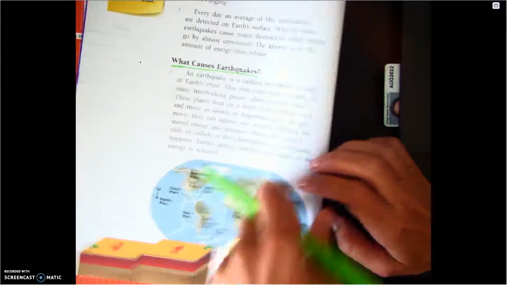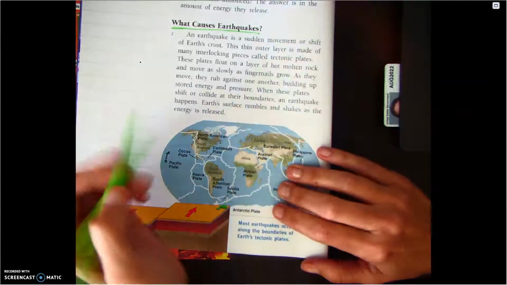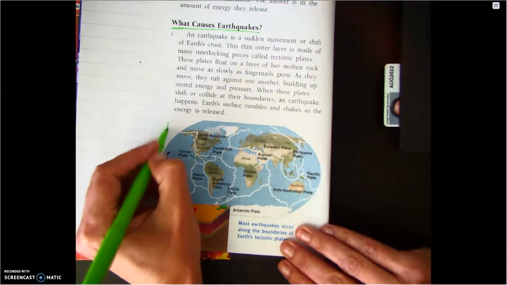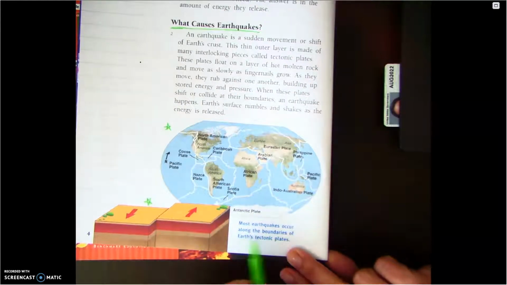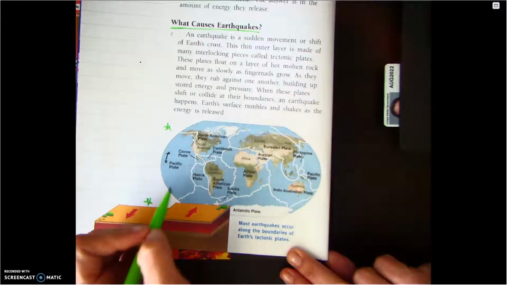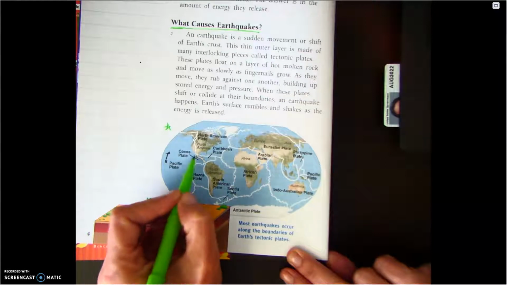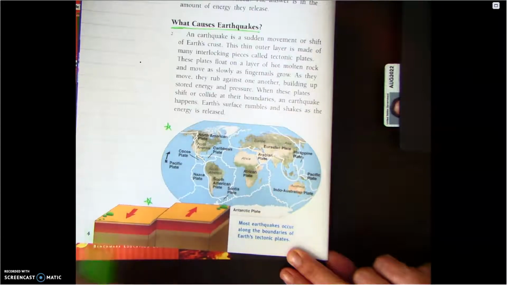The next thing that I notice is that I've got some pictures down here. It says most earthquakes occur along the boundaries of the Earth's tectonic plates. So I'm looking here. These white lines are the plates of the Earth. These are our tectonic plates. And then this is an example of how those actual lines move. So this is one piece of land going this way and one piece of land going this way. I think this is going to help me understand one of the paragraphs.